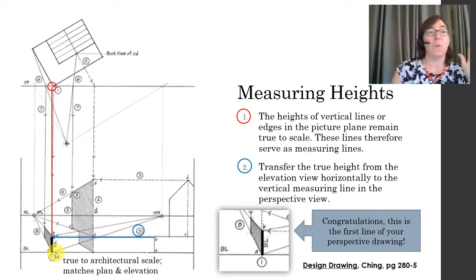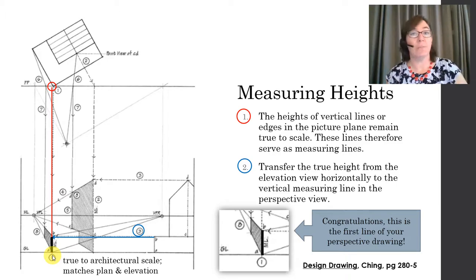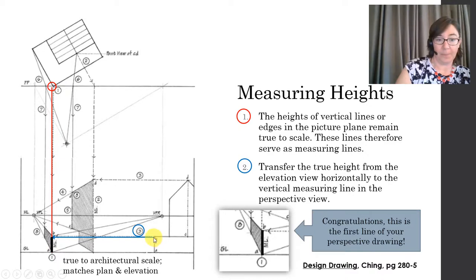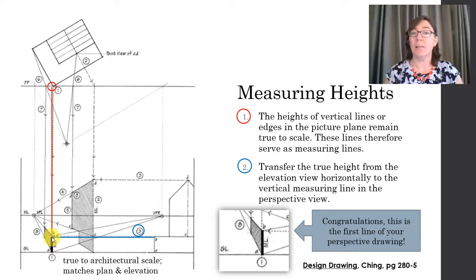All right, so far we took this one point that touches the picture plane and we projected it downward in a vertical fashion. All right, next we're going to transfer the true to scale height from the elevation view directly across horizontally like this, right here, and it measures directly over here. All right. This one line in your drawing, just this one, is true to architectural scale. It matches the plan and the elevation. So congratulations, you have just drawn the very first line in this perspective drawing.